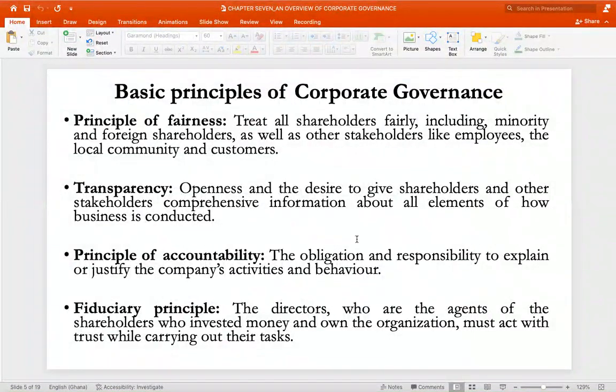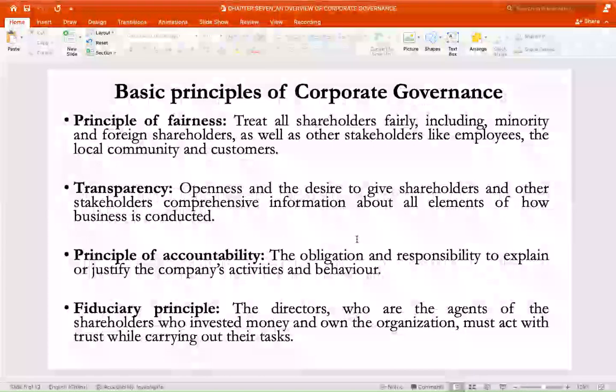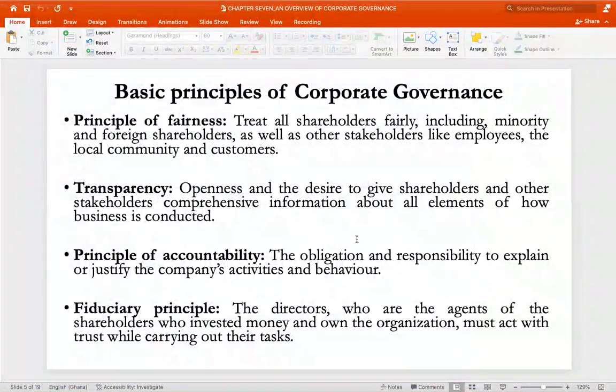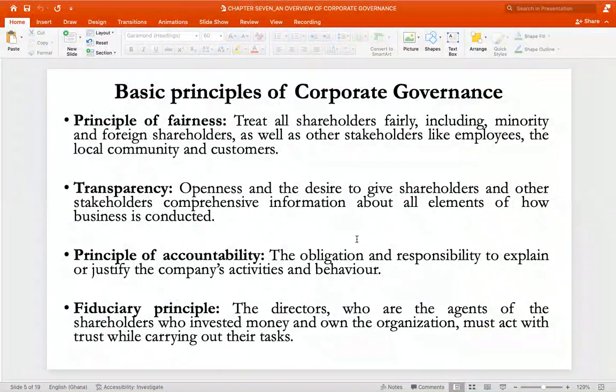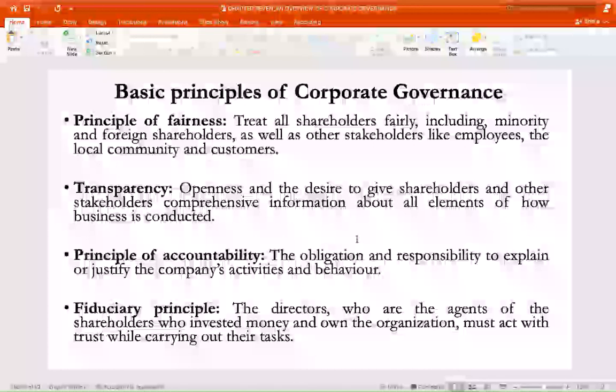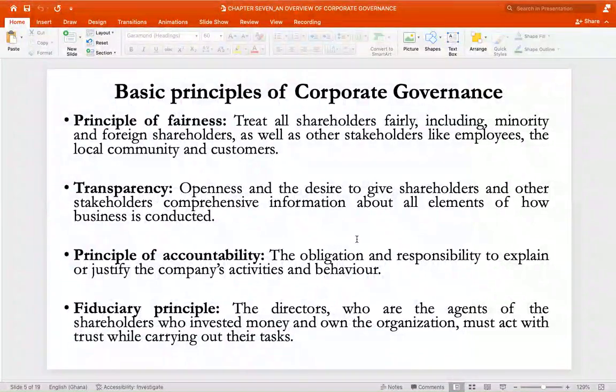All right. Then we have the fiduciary principle. The directors, who are the agents of the shareholders who invested money and own the organization, must act with trust while carrying out their tasks. So we've just introduced another element that we'll go into much deeper later. I think there is a whole chapter on that. Okay. So first and foremost, we establish what is known as the agency problem. The people that invest money are not the same guys that will be running the company. They need agents, and the agents have the tendency of abusing the resources.